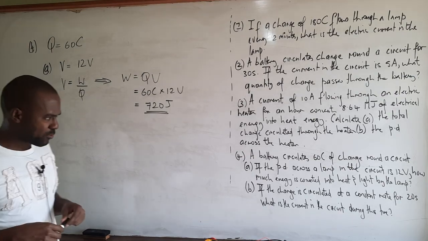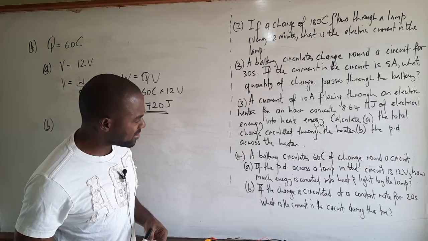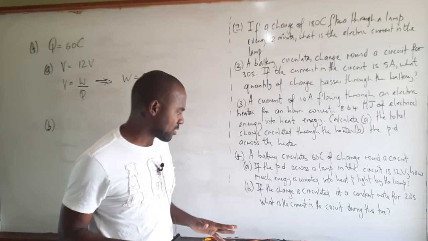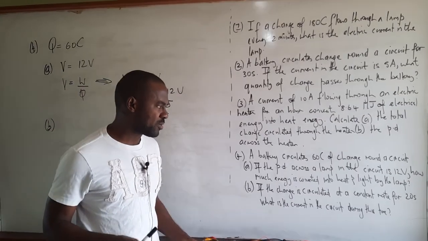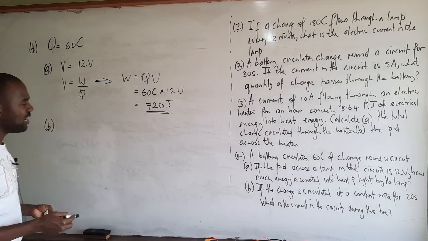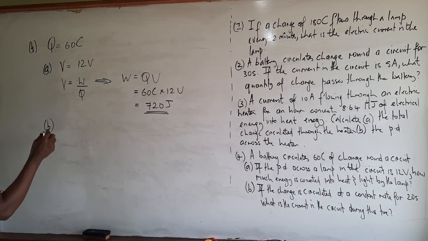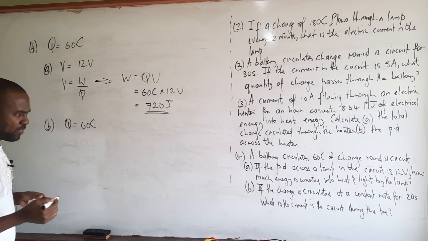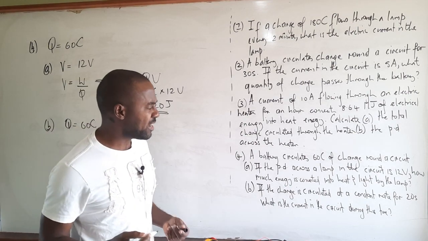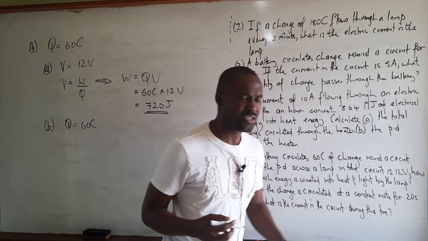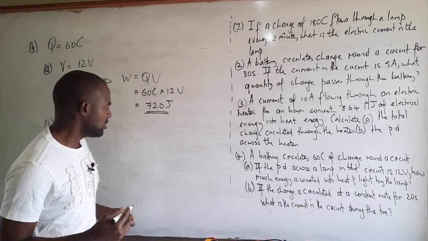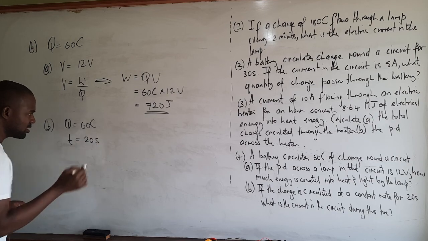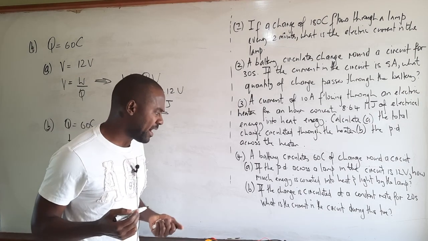So part B of the question. Now part B goes on to say, if the charge is circulated at a constant rate for 20 seconds, what is the current in the circuit during this time? So we still have the charge from before, so we can write down Q is equal to 60 coulombs. Now for part B, we're given the time. So the time for which the charge is circulating is 20 seconds. So therefore the time T equals 20 seconds.